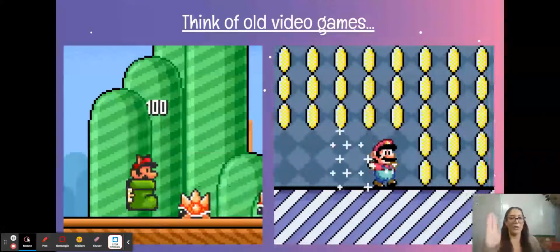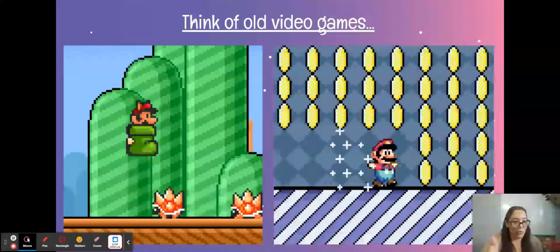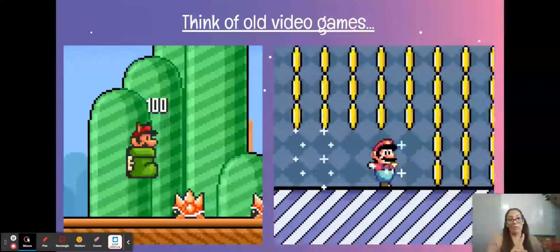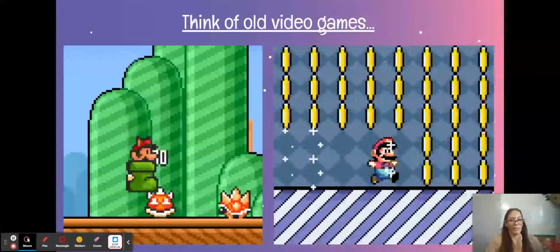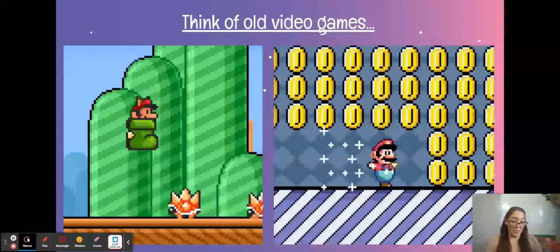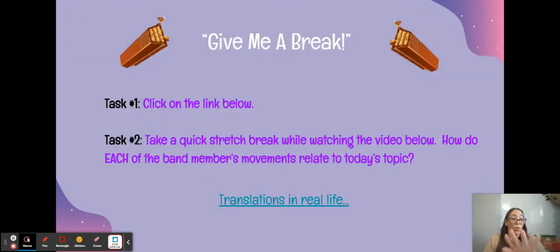You could only go up, down, left, or right. You couldn't go forward or backwards, okay? And usually you couldn't spin around, okay? It's just up, down, left, right. That is essentially a transformation. Excuse me, a translation.